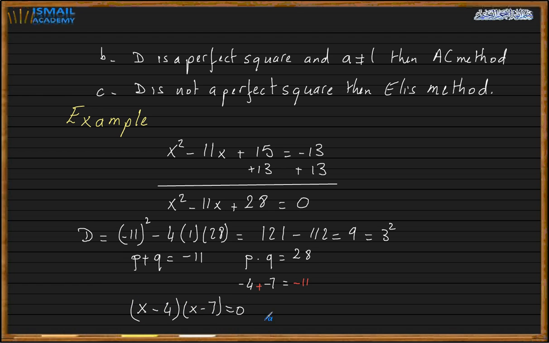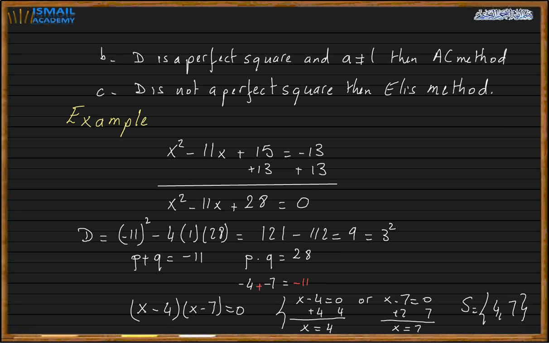This is equal to 0, which means that I have x minus 4 equals 0 or x minus 7 equals 0, which means that if I add 4 to both sides, x equals 4, or x equals 7. These are the solutions of that equation.